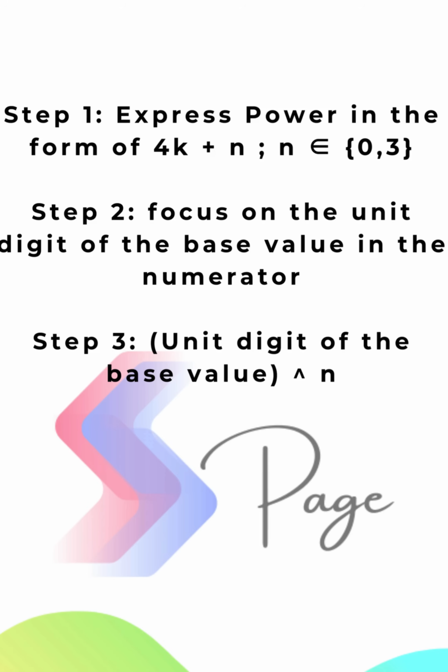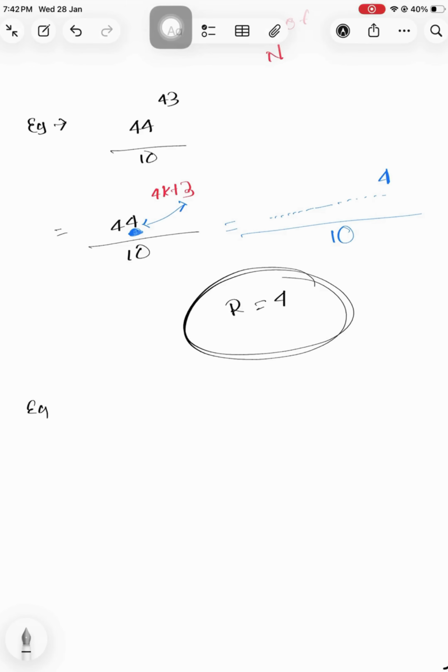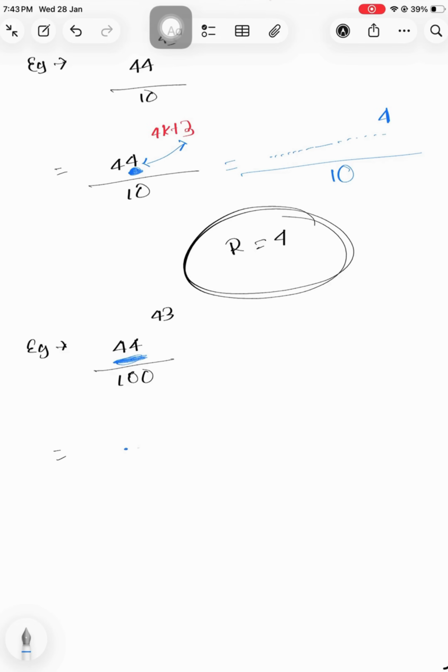And as it is already mentioned in the problem statement, the entire numerator value is divided by 10. And as we have just seen, if the numerator is divided by 10, then the unit digit place of the numerator becomes the ultimate remainder. So for this huge number 44 raised to the power 43 upon 10, without solving, we can say that 4 is coming as the final remainder.